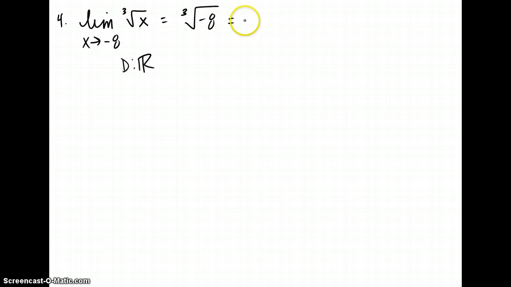Alright, limit as x approaches -8 of the cube root of x. Now the cube root has a domain of all real numbers, so we can use direct substitution for this as well. Cube root of -8 is -2, so that's the value of the limit.